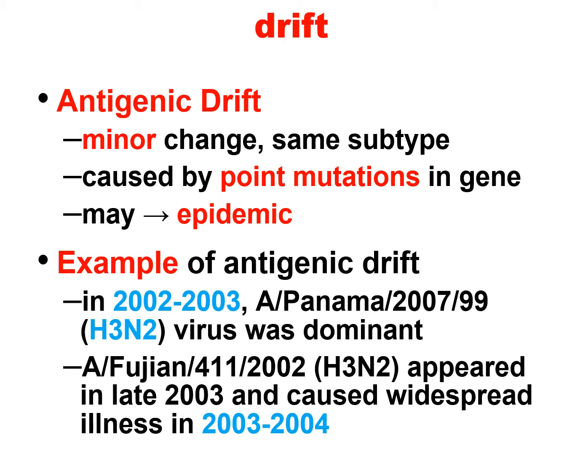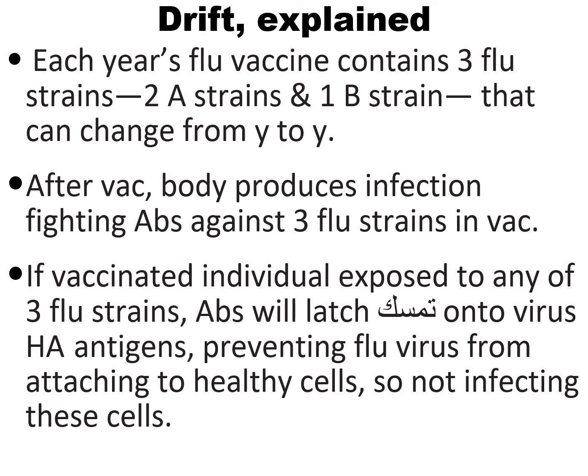Drift. Antigenic drift is a minor change. Caused by point mutations in gene, may lead to epidemic. Example of the drift. What happened in 2002? H3N2 virus. And what happened in 2004, the so-called fusion virus. Drift explained. I will explain the problem more.